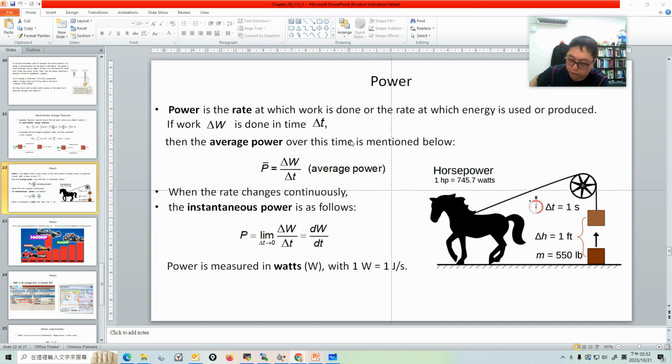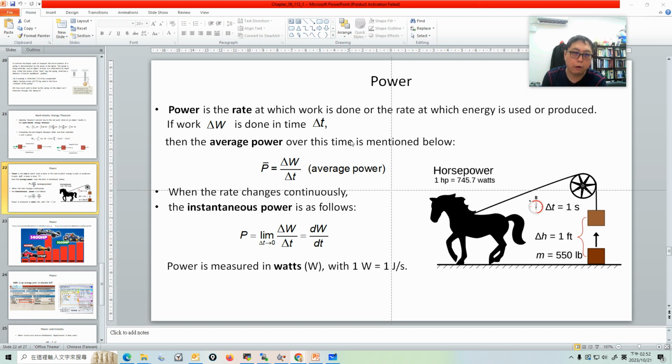amount of energy. But in engineering, we are not only interested in how much energy is produced or consumed. We also care about how much energy is used and produced in a certain period of time. Okay, that's where power comes from.